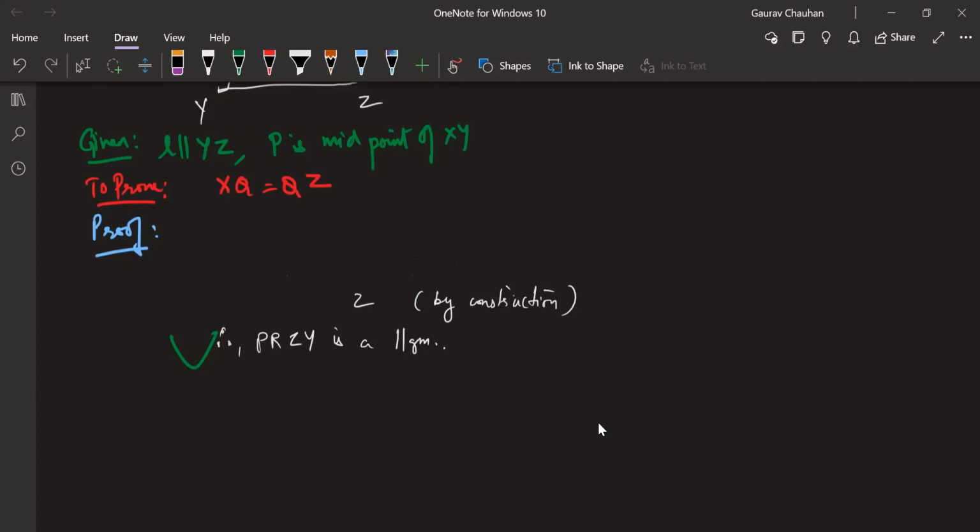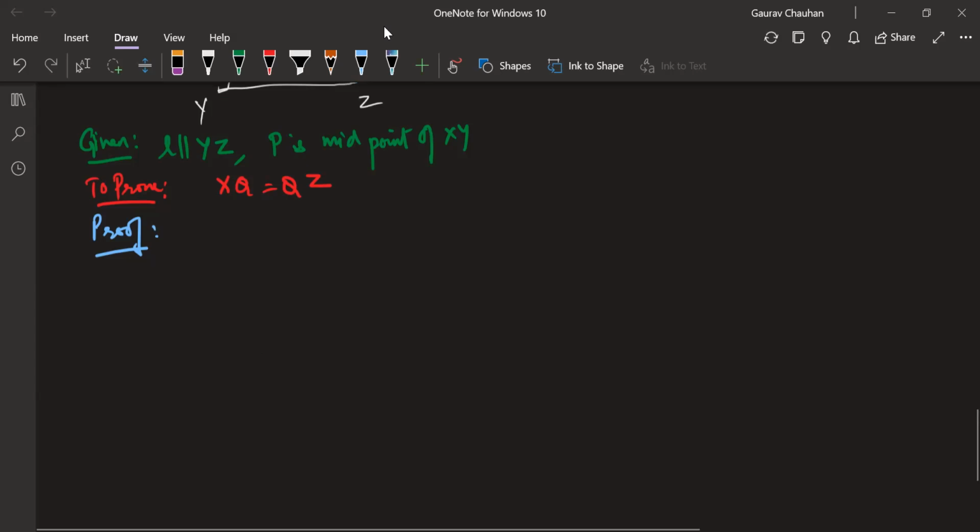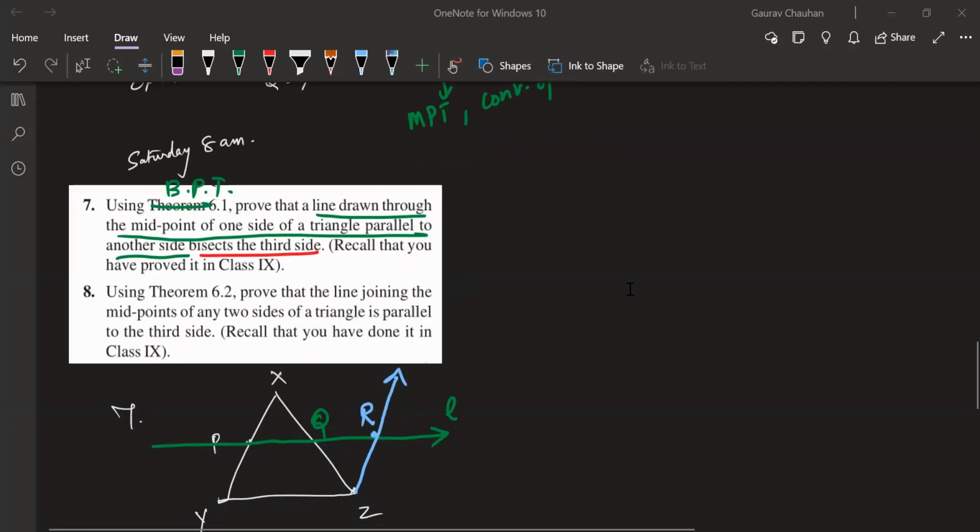Guys, did everyone understand what Riza and I just discussed? Give me a thumbs up if you understood. Riza was proving it like we did the proof in ninth standard. That time we did not know BPT. Right now we know BPT and the converse of BPT also. So we have to use that and prove, and that's what the question is asking. Using theorem 1, you prove this.